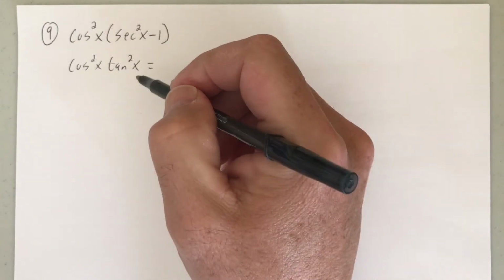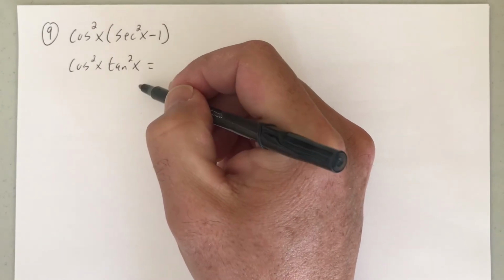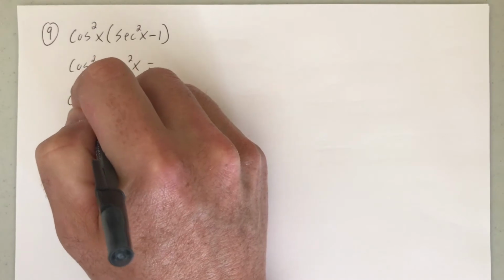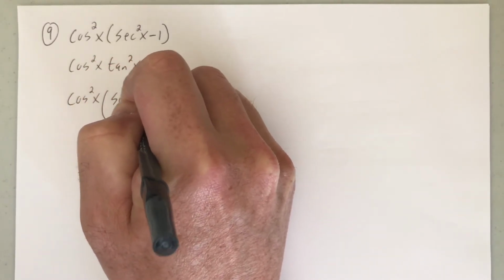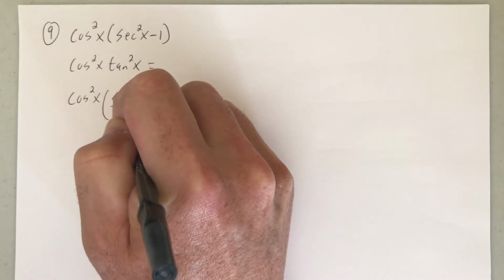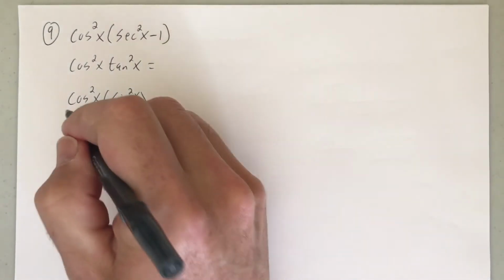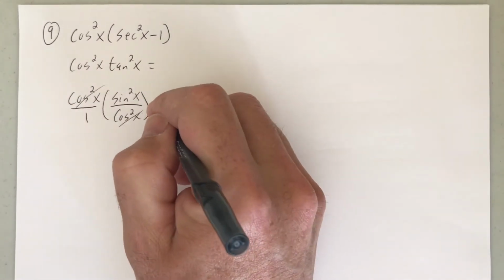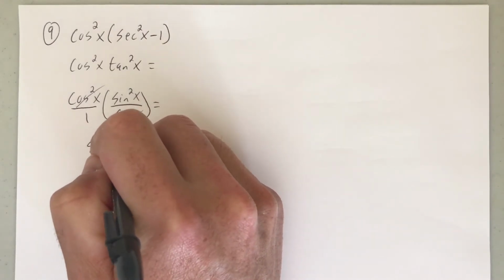Remember that tan is equal to sine over cosine, so tan squared x is equal to sine squared x over cosine squared x. So I get cosine squared x, and then I'm going to put in my identity, so sine squared x over cosine squared x. And then hopefully recognize, if I put this over 1 to make it a little bit easier, that you can reduce those, and that just leaves me with sine squared x.